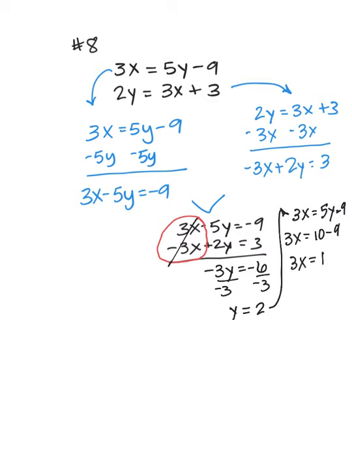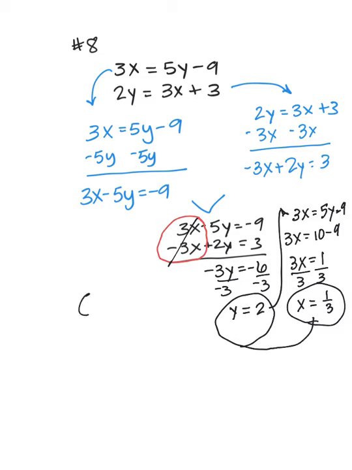10 minus 9 is 1. Divide both sides by 3, and we have x equals 1/3. So let's go back and figure out what y is. Are you ready? I'm ready. Oh, duh, we already have y. I'm trying to make it harder than it is. So here's our solution, 1/3 for x and 2 for y, but let's do our checks.